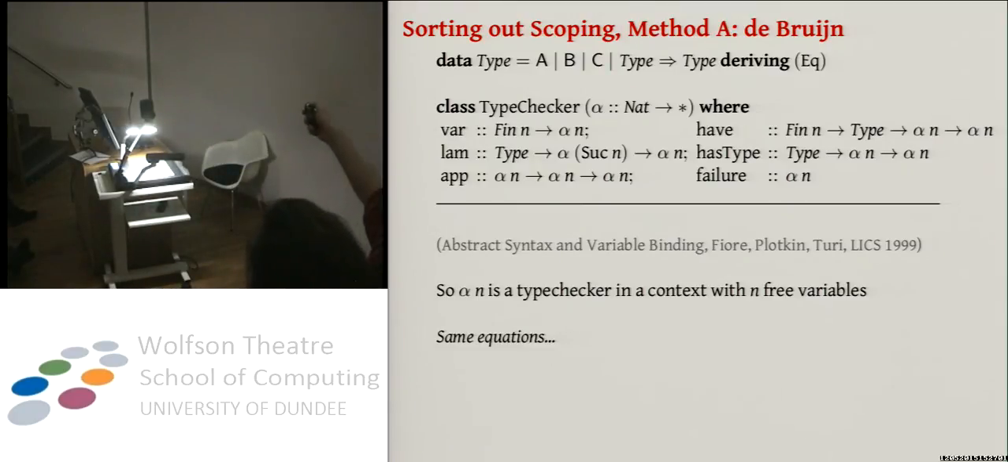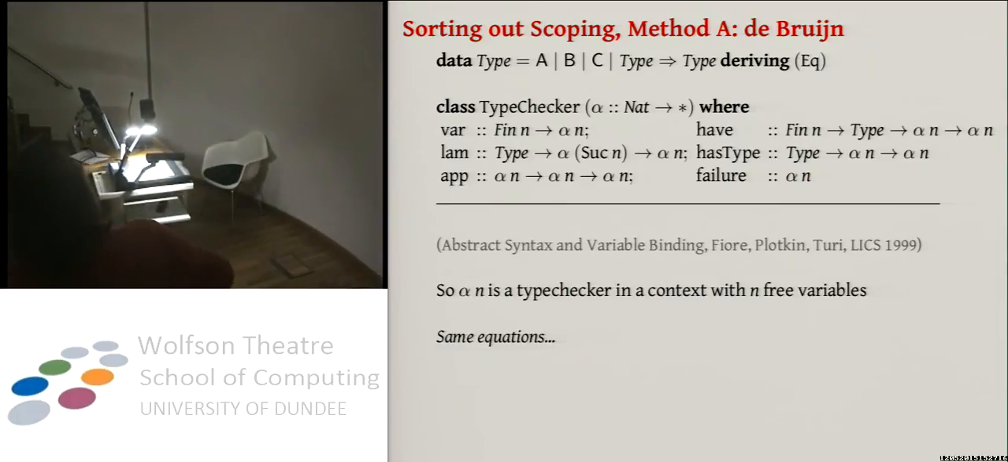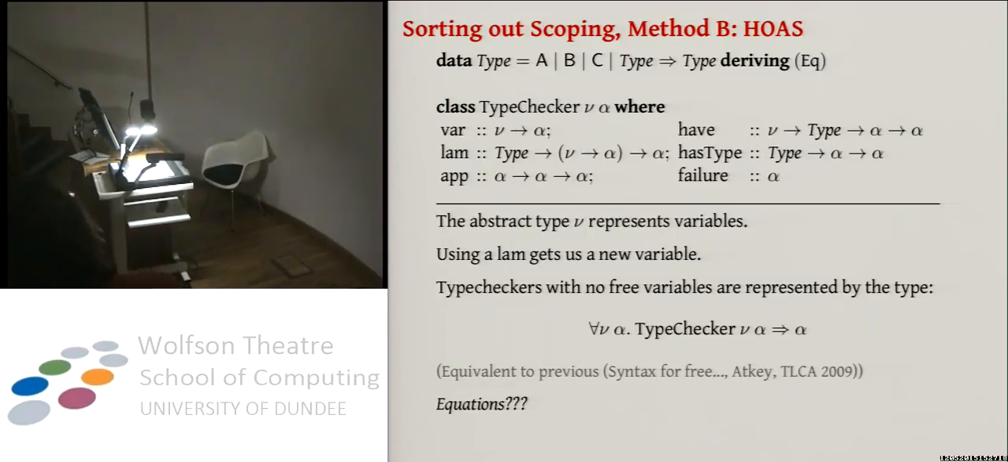So alpha n, if alpha is a class type checker, is a type checker in a context with n variables. The same equation as before. However, this isn't very easy to use. We have to constantly track the number of variables we've got in scope, and it appears in all the types and everything. So another way of doing it is to use higher order abstract syntax.